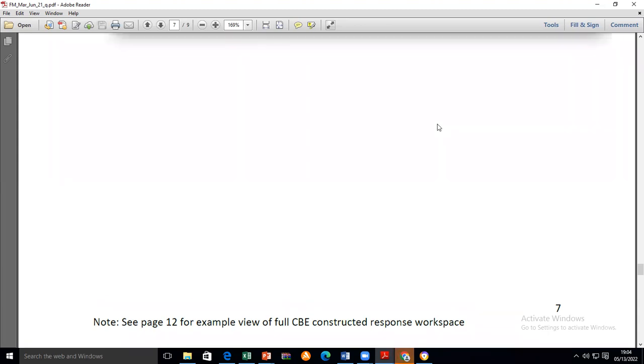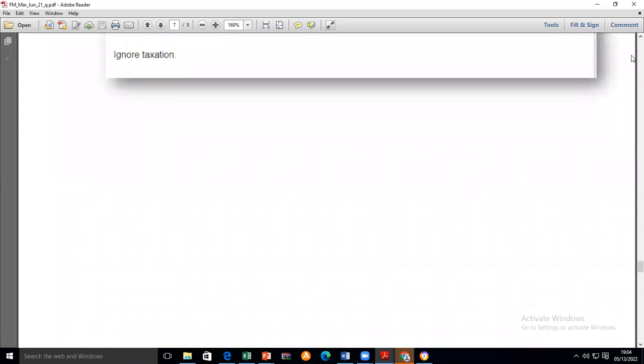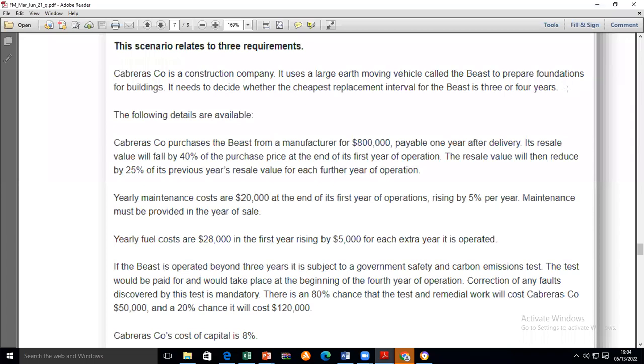Okay, so let's. So the question is here. C company is a construction company, uses a large earth-moving vehicle called the BEAST to prepare foundations for its buildings. It needs to decide whether the cheapest replacement interval for the BEAST is 3 or 4 years. C purchases the BEAST from a manufacturer at 800, payable 1 year after delivery.